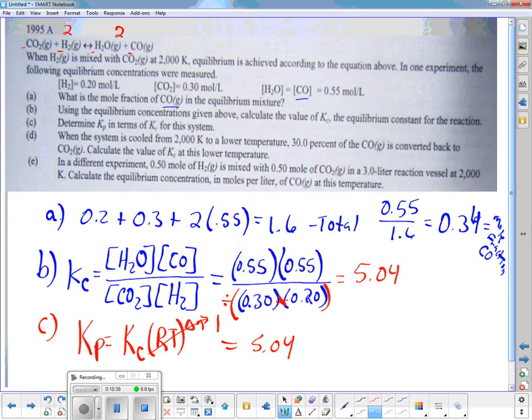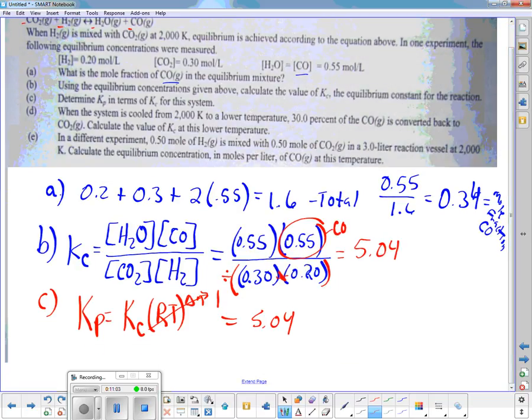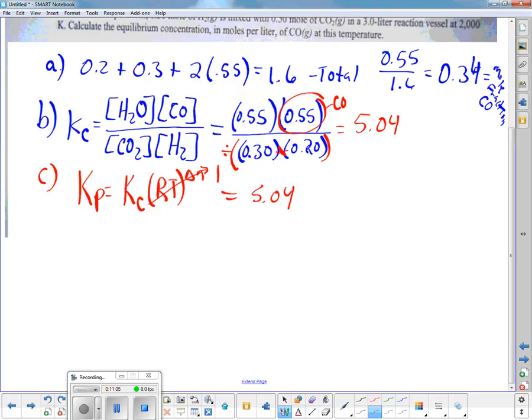Okay, when the system is cooled from 2000 K to a lower temperature, 30% of the CO is converted back to CO2. Calculate the value of Kc at the lower temperature. So how do I do this? You guys help me walk through this. Do we have to do ICE? The temperature changes, so ICE would probably be a good thing.